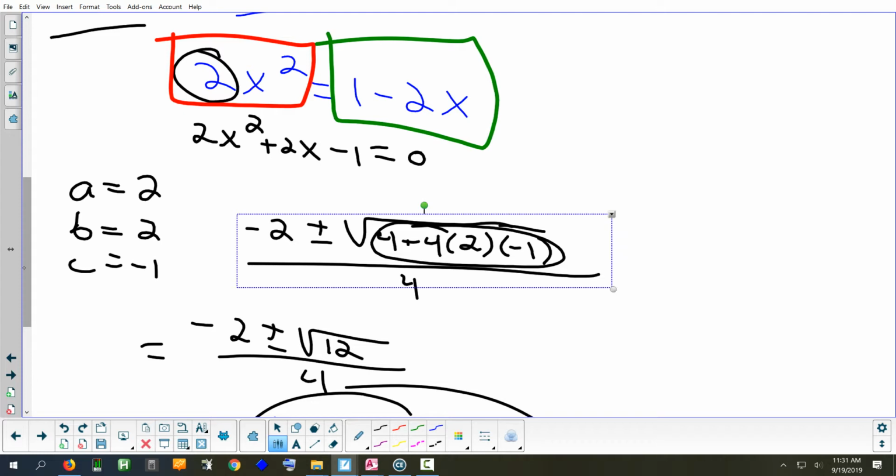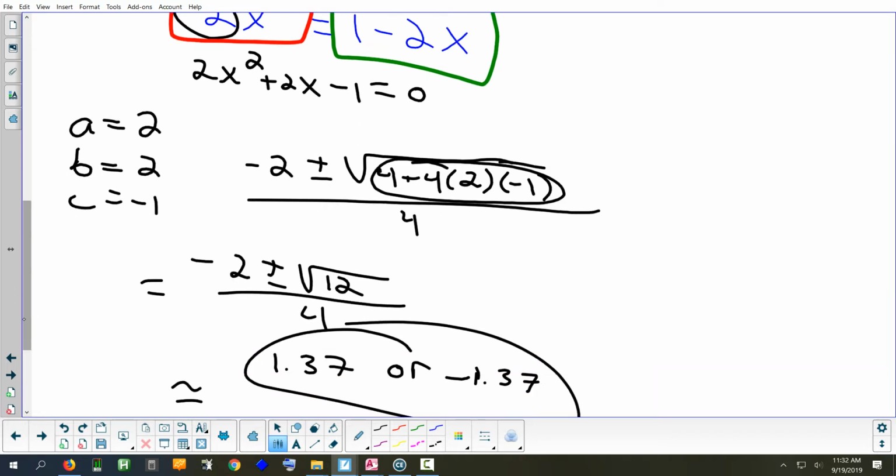You're going to have negative 4 times 2. Right? That's negative 8. Times negative 1 is positive 8. And then 4 plus 8 is 12. Yeah, so I'm pretty sure. Let me double check the answer. But yeah, we did everything right with the quadratic formula.